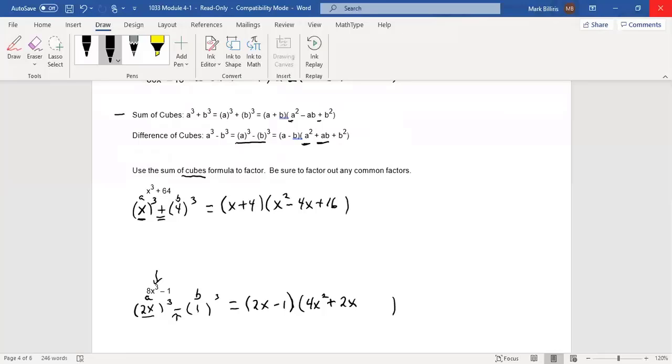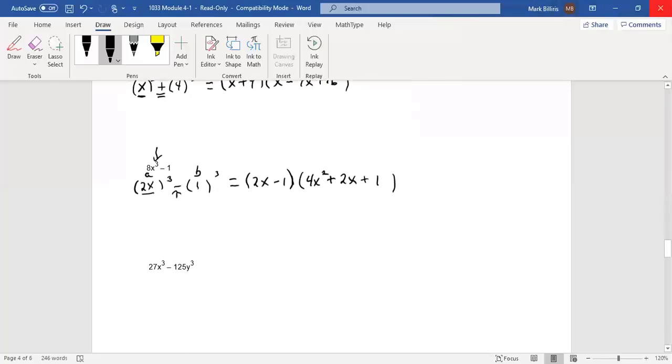My last term is multiplying b times itself. Since b is 1, I multiply 1 times 1, and it gives me 1. This last term is always positive because you're multiplying a value times itself. Next example. First step in all factoring is to remove the greatest common factor. Nothing divides into all of these. So I go to step number 2.